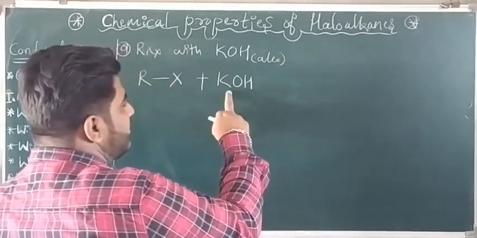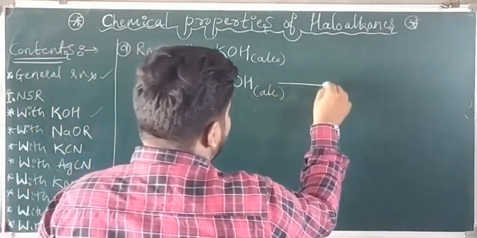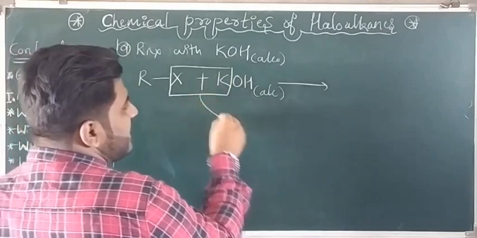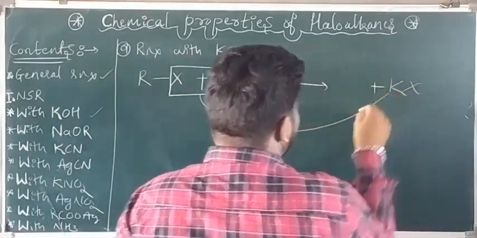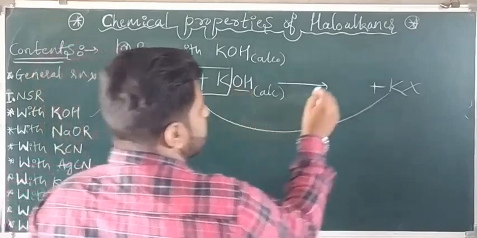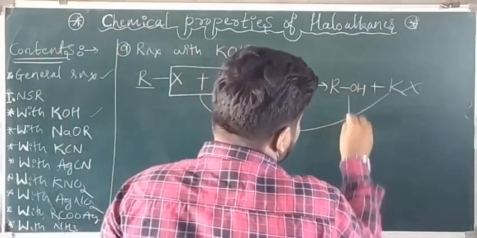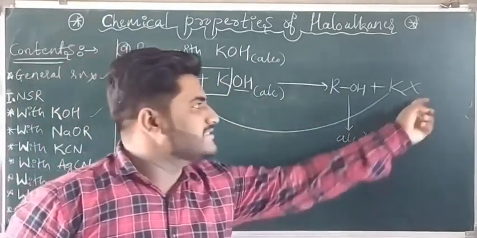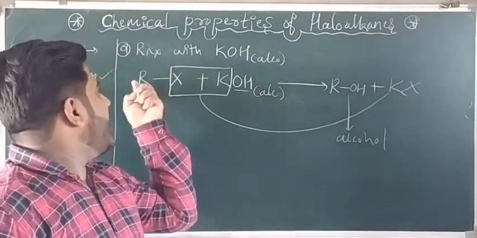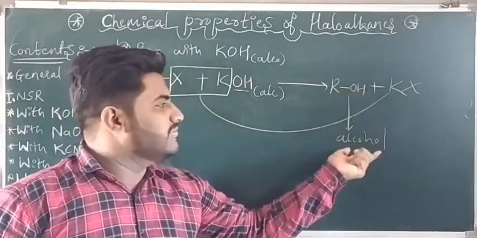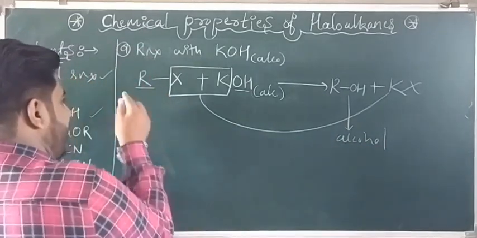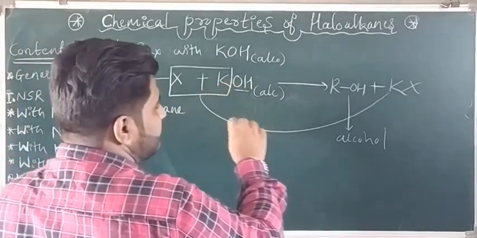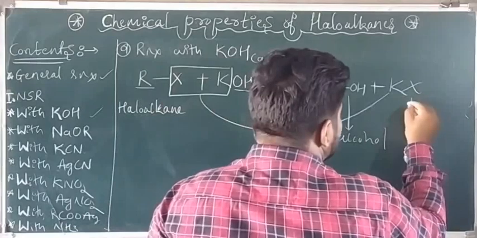Alcoholic means it is dissolved in alcohol. When you add this one, carefully see here, guys. KX is eliminated as a potassium halide and R remains bonded to OH. So we are getting ROH, nothing but an alcohol. RX is a haloalkane, KOH is potassium hydroxide. We are getting alcohol and potassium halide.